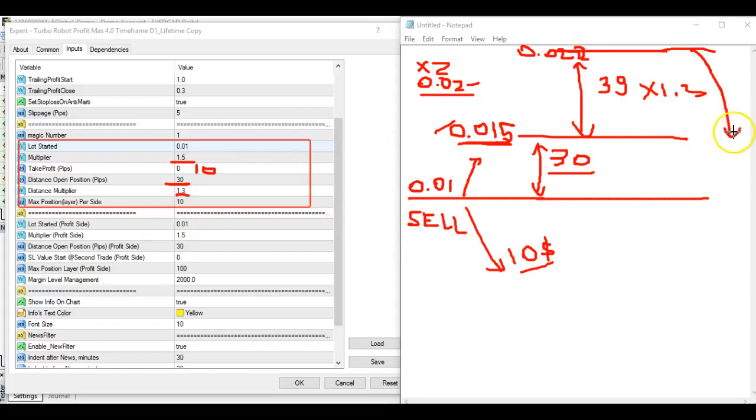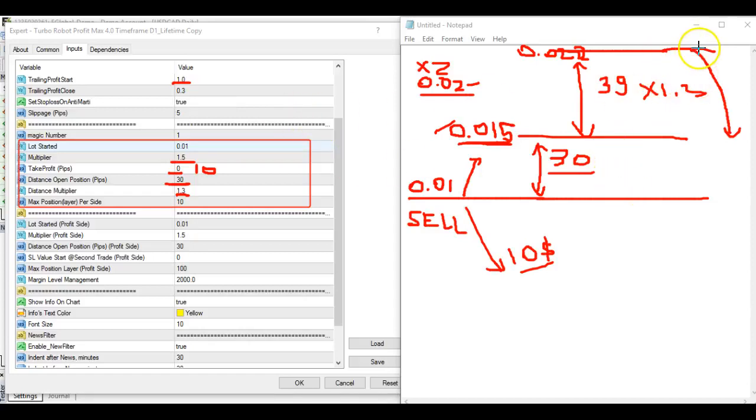The reason why I put the take profit here as 0 is because I don't want to use take profit, I want to use trailing profit using dollar value. So the moment I reach this dollar value, not in pips, using trailing profit, I will close all these trades.